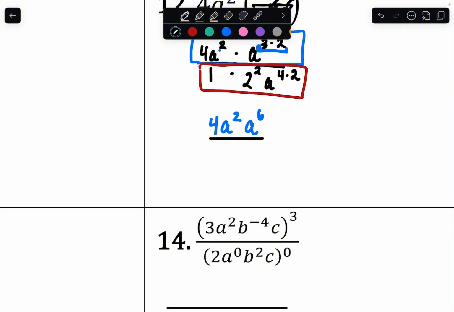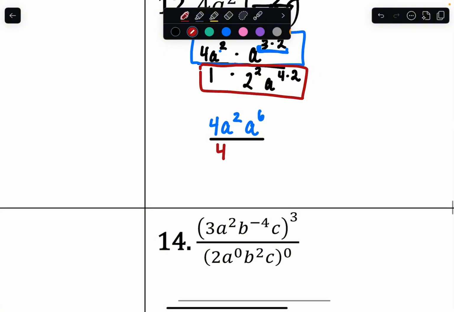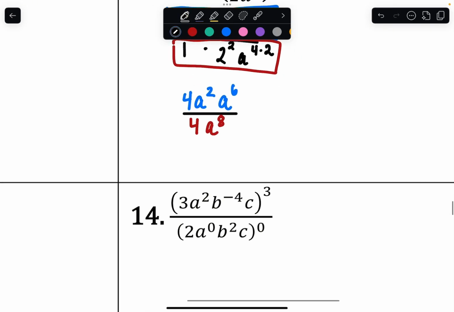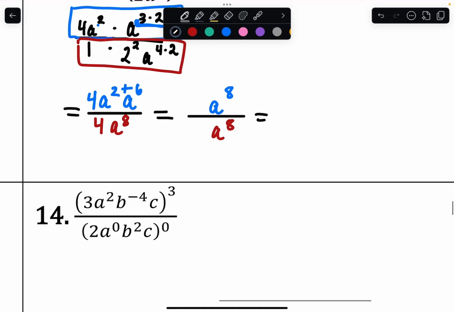2 squared would give me 4. And then 4 times 2 would give me a to the 8th. All right, now, 4 divided by 4 is just 1, so we don't have to write that. Here I've got a squared and a to the 6, so we're going to add those to get a to the 8th. And then on bottom, we have an a to the 8th. And so you could see that those are going to cancel and turn to 1. Don't write 0, because remember, this is technically a to the 0, which is 1.